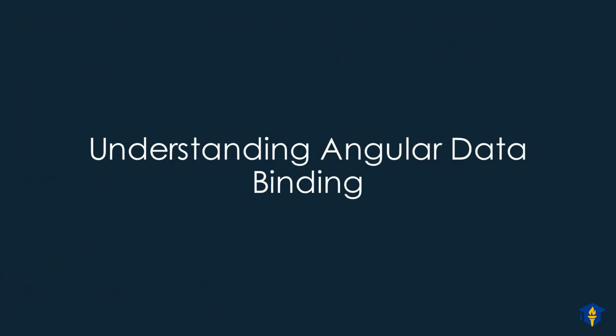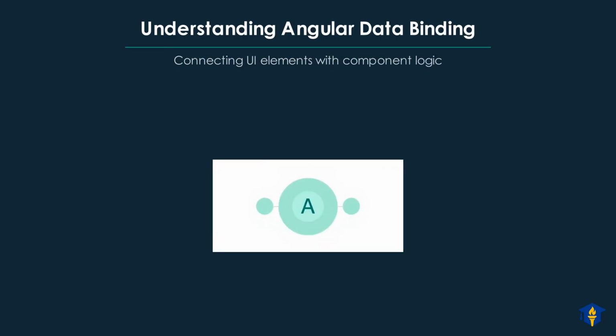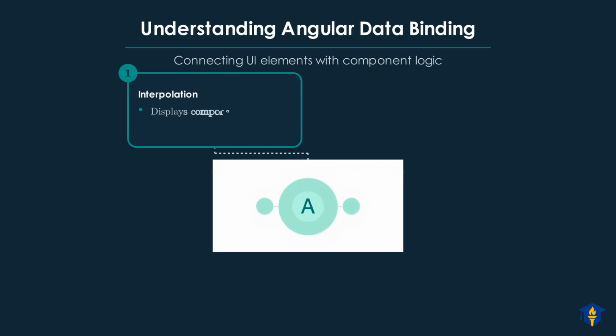Let us now delve into understanding Angular's powerful data binding mechanisms. These techniques are crucial for connecting UI elements with your component's underlying logic. First, we have interpolation, a one-way data binding method. It displays component data directly in the UI, using the double curly braces value syntax.